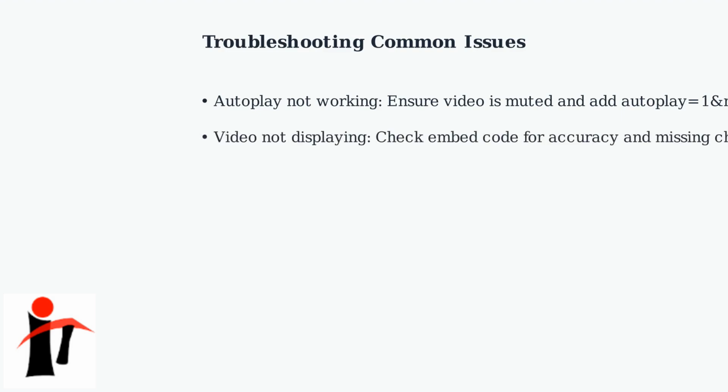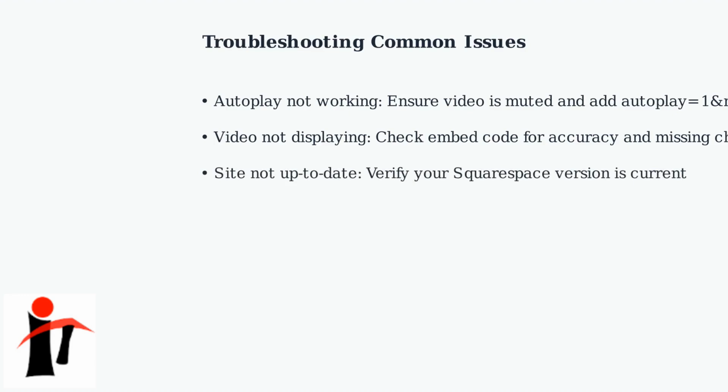Second, if the video isn't displaying correctly, verify that the embed code is pasted accurately. Check for any missing characters or formatting errors in the iframe code. Third, ensure your Squarespace site is up to date. Platform updates can affect embed functionality, so verify you're using the latest version.